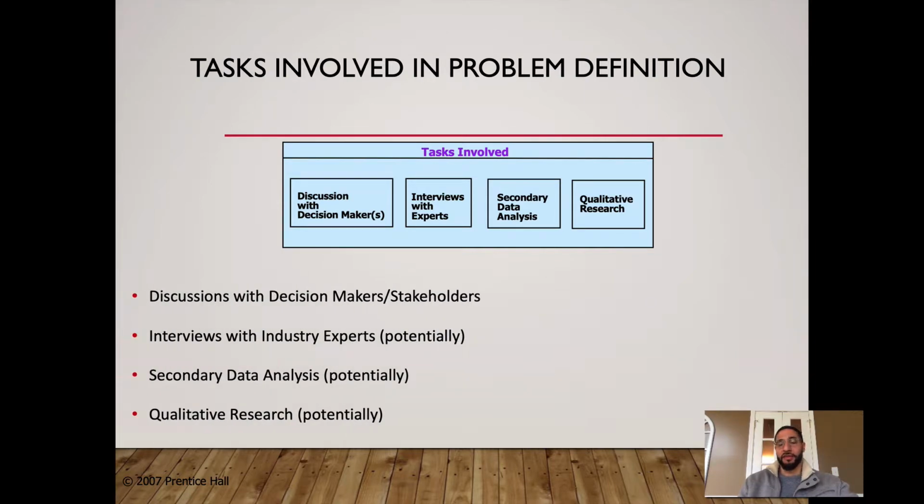When we talk about the tasks involved, this is a lot of the precursor work that you would do before we even get into figuring out what kind of methodology and what kind of research we want to do. That stuff comes later, downstream in the process. Up front, what we really want to do is figure out, what is the need for this work? And the key part of these four things here is really the discussion with decision makers.